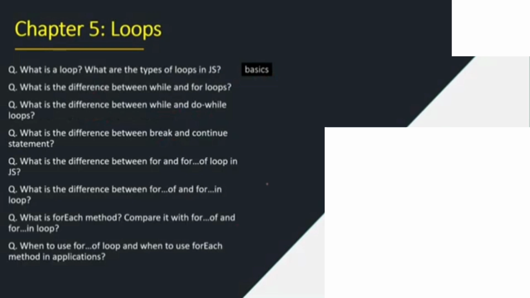Great. Now, here is the 5th chapter of this course, and that is loops. Here we will cover questions on the types of loops like while loop, do while loop, break, continue statement, for loop, for of, and for in loop. And most importantly, we will compare them and see when to use which loop in our real world applications. So let's start exploring them.